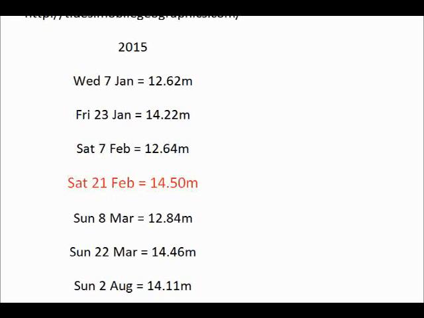We've got, by comparison, the 7th of February. Now, this was at last full moon, so when we had a spring tide, but this was at the point of apogee.